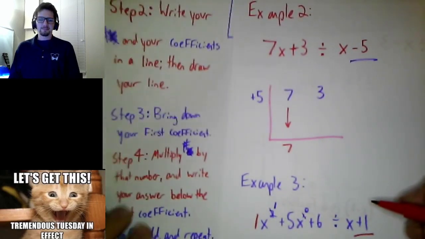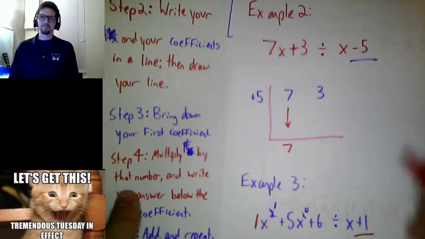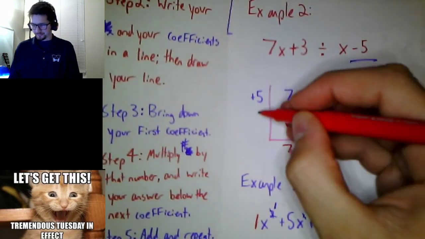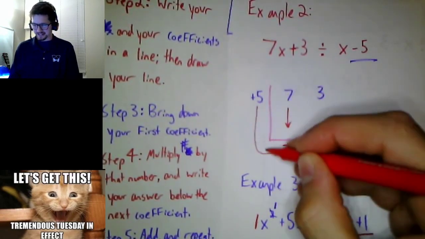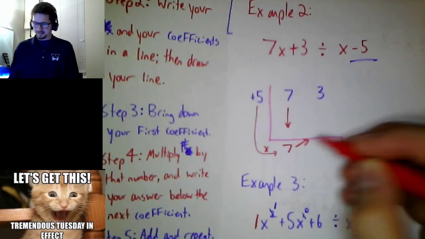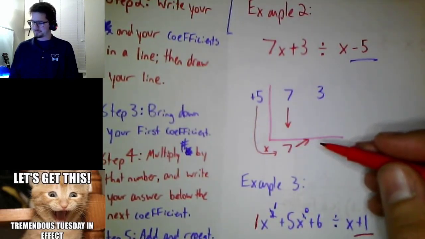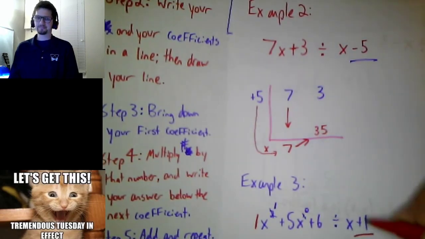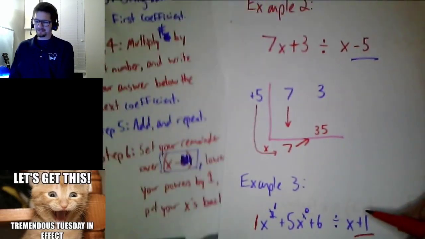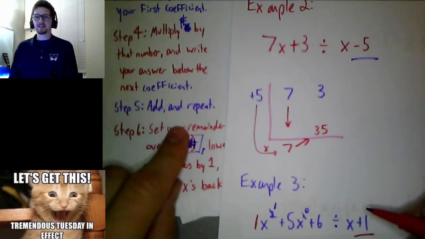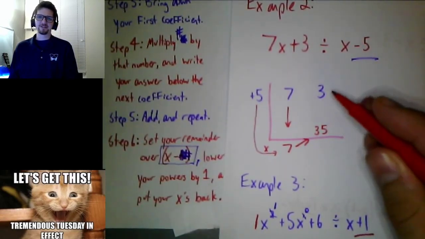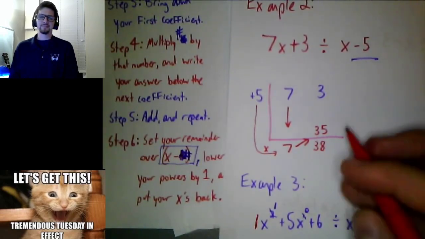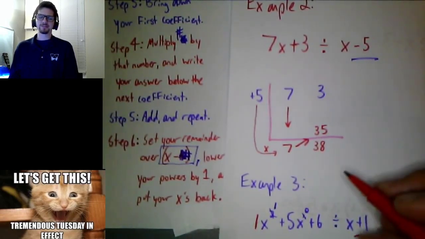Step 4. Multiply that number by your starting number and write your answer below the next coefficient. So, positive 5 times 7. 7 times 5, 35. Write that below here. Step 5, add and repeat as often as you need to. 35 plus 3 is 38. Do I need to repeat? Nope, there's no more numbers here.